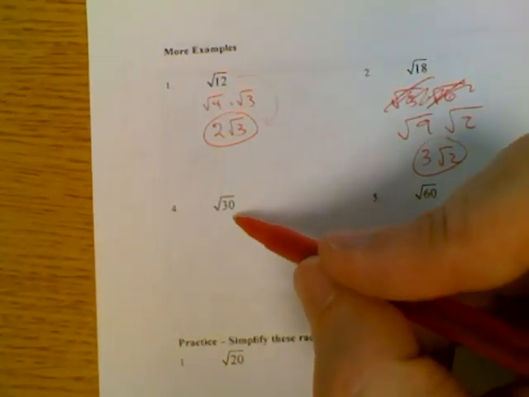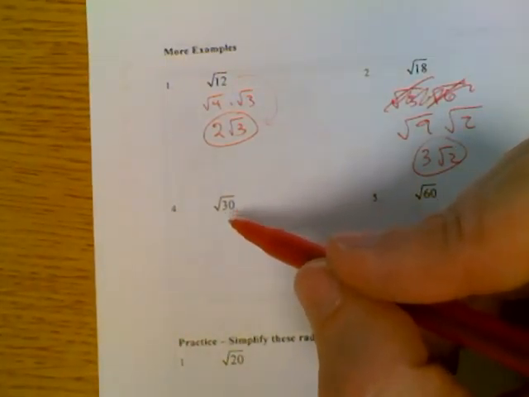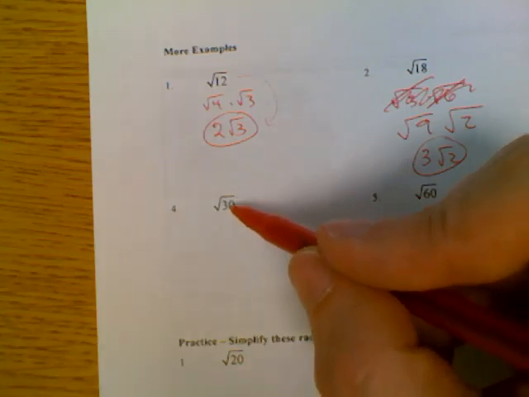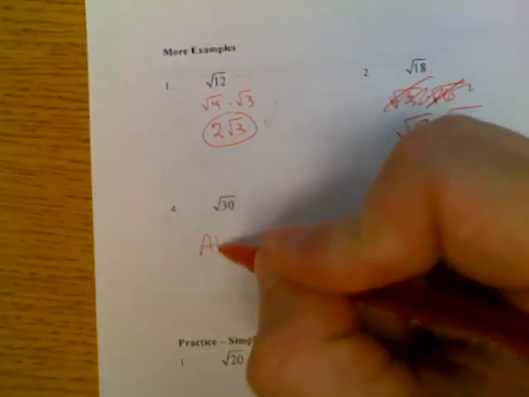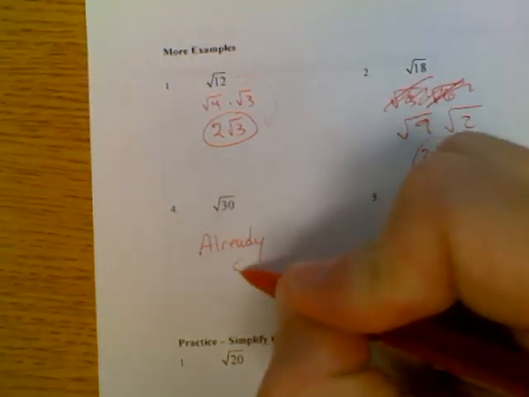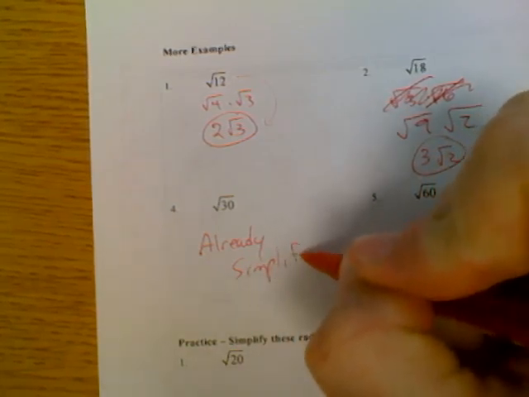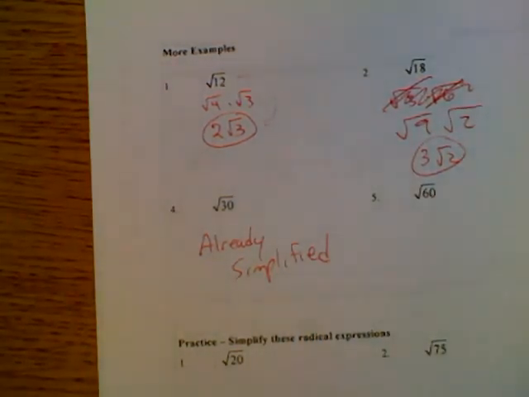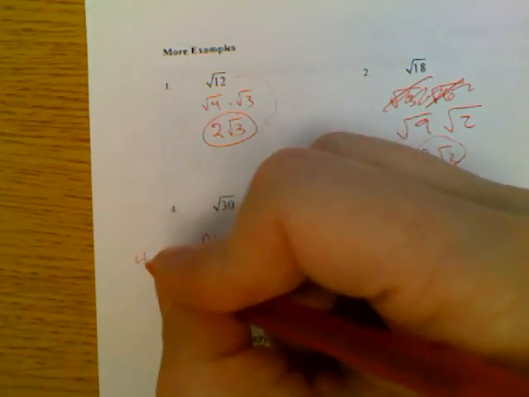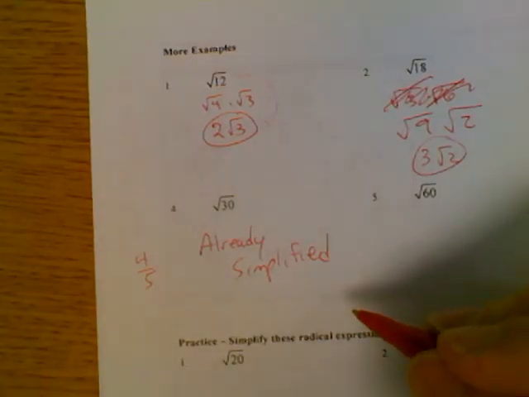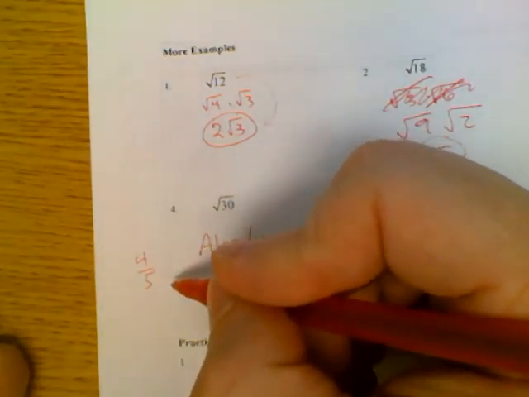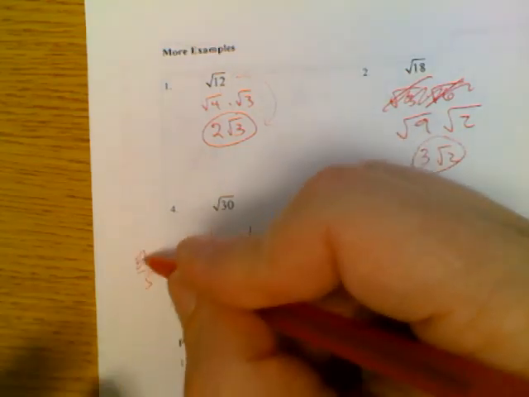Square root of 30. There are no numbers in that perfect square list that are factors of 30. So this is already simplified. This can't be simplified anymore. This is sort of like if I gave you this problem: reduce this fraction 4/5. You would have to tell me, it's already reduced, Mr. Norton. You can't reduce that anymore.